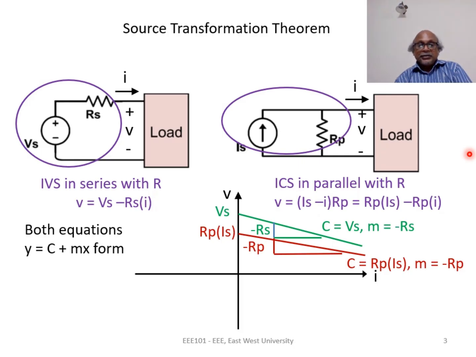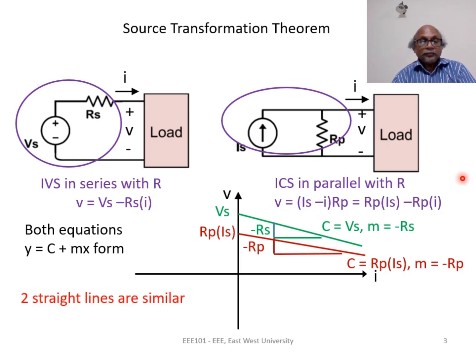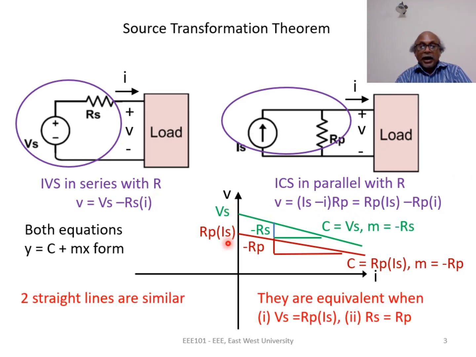The two straight lines are equivalent when both the straight lines have the same value of C and the same value of M. So if I compare these two straight lines, we can say if Vs is equal to RpIs and if Rs equal to Rp, the two straight lines will be equivalent.